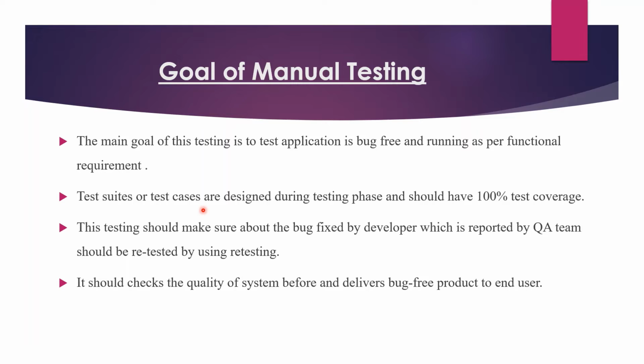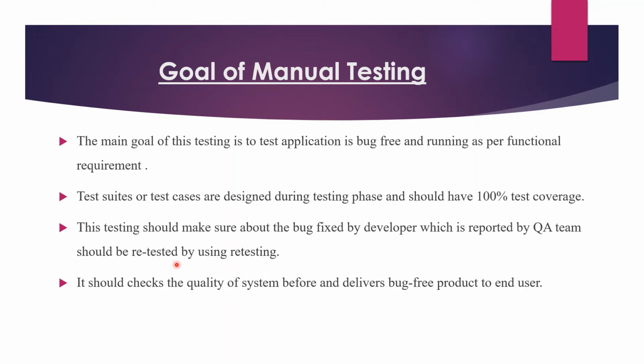The tester, whether manual or automation, should understand that the application should work as per the particular client's requirement. This testing should make sure that a bug fixed by the developer, which was reported by the QA team, is retested using retesting. That means if any bug or issue is found at the time of the testing phase, the quality assurance team should retest it.